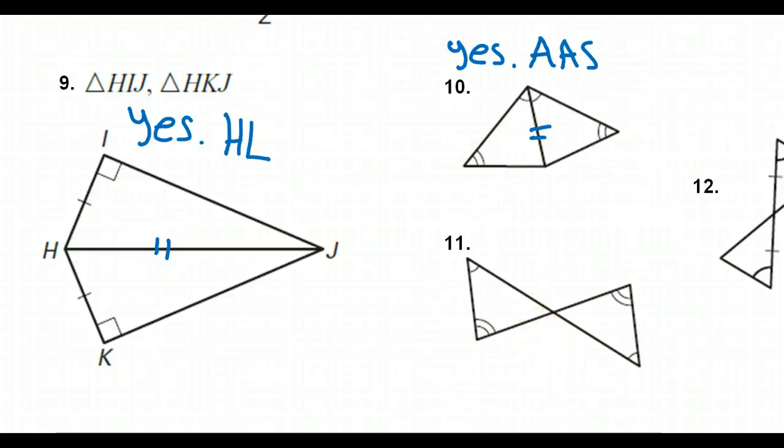What about number 11? Well, the part that I can mark, guess I better do triple. Vertical angles are equal, so I can include that, but that just gives me angle, angle, which does not prove triangles are congruent. So I'm going to say no for number 11.